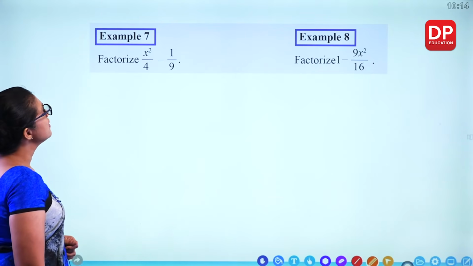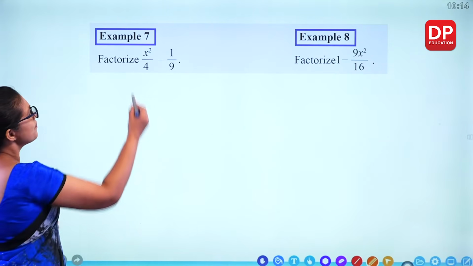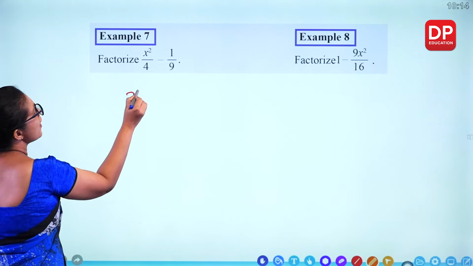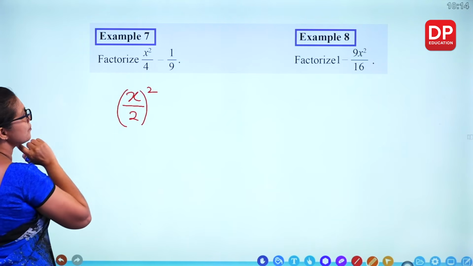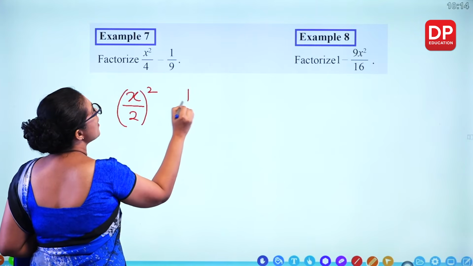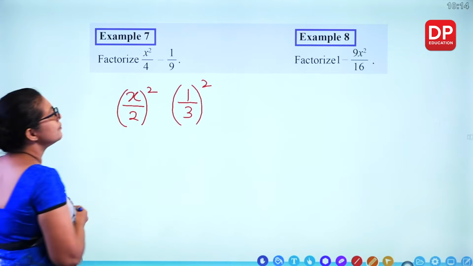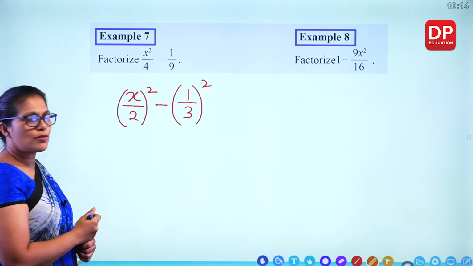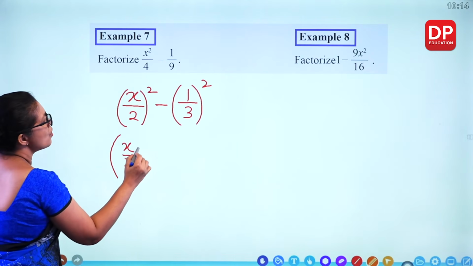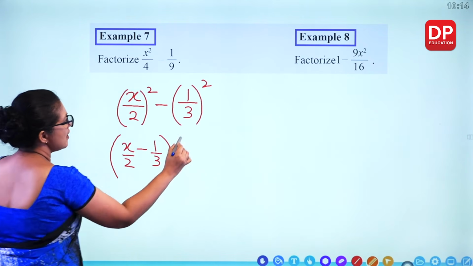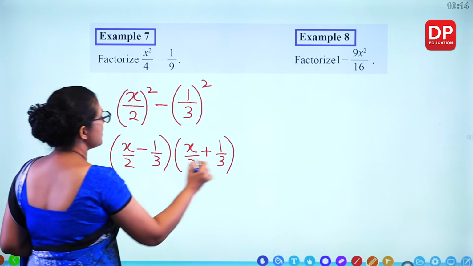Example number 7. You get fractions, but don't worry, you can write them as square terms. How can I write this fraction as a square term? I can write (x over 2) whole thing squared. 1 is a square number. 9, you can write 3 squared. Then this is a difference between two square terms. So what are the factors? You can write x over 2 minus 1 over 3, or x over 2 plus 1 over 3.